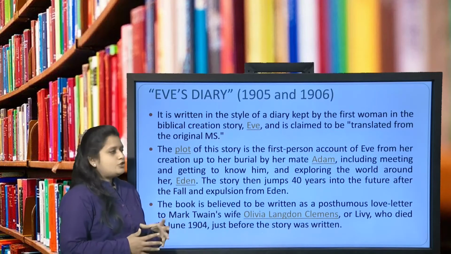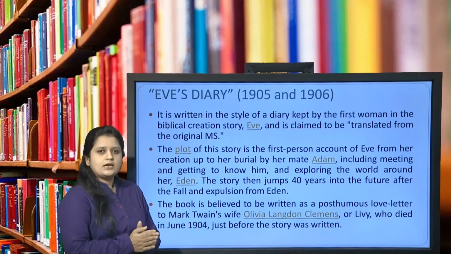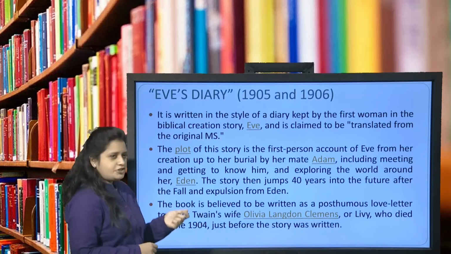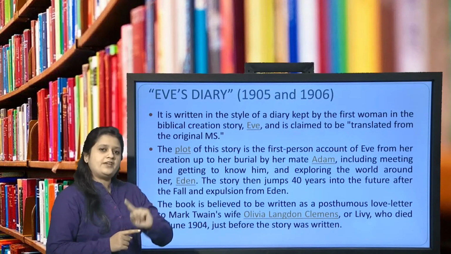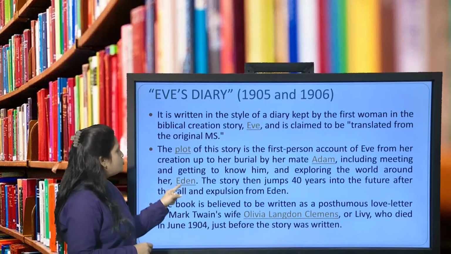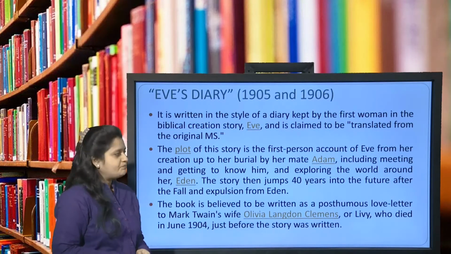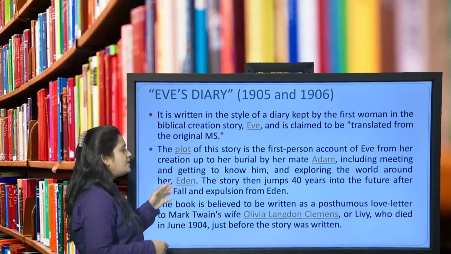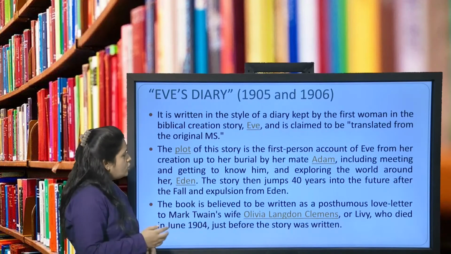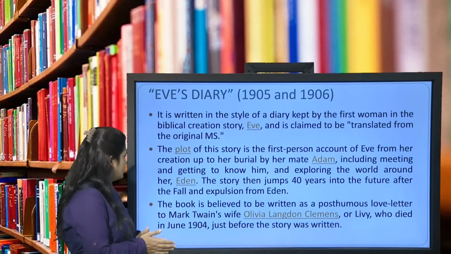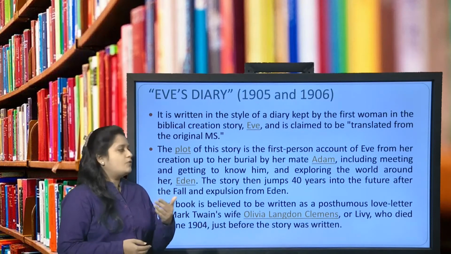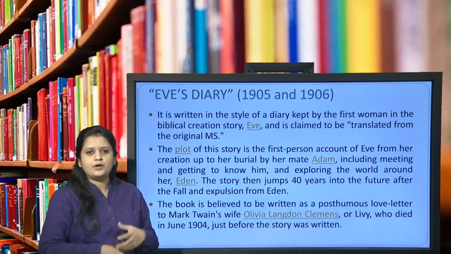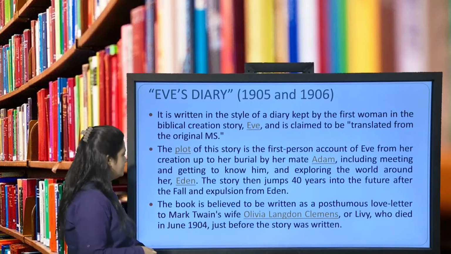So the plot of this story is the first person account of Eve from her creation. So from the very first day that she was created to her burial by her mate Adam. So each and every day has been accounted in her diary, including meeting and getting to know Adam, also exploring the world around her in the Garden of Eden. And the story then jumps 40 years into the future after the fall, that is, after they have committed the sin and they were expelled from the Garden of Eden, right?